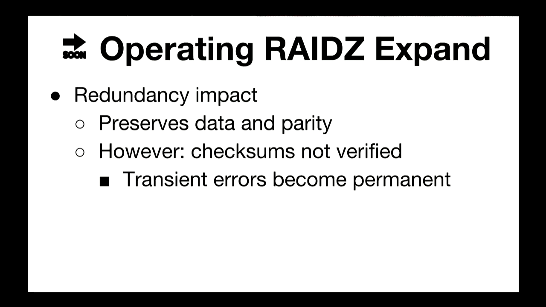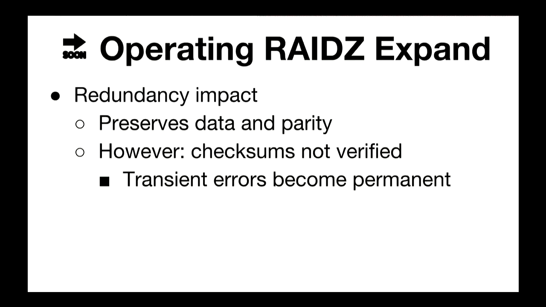All right, cool. So the redundancy impact is kind of the same as before. We're preserving all the data in parity, but we're not verifying the checksums. So again, transient errors could become permanent. But at least with the RAID Z, you can survive at least one error.